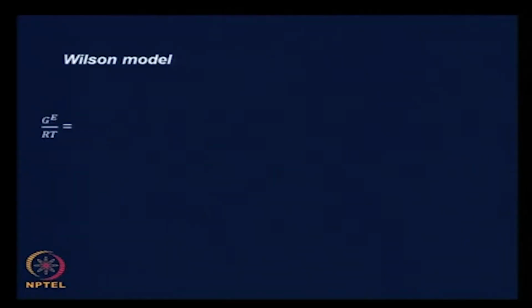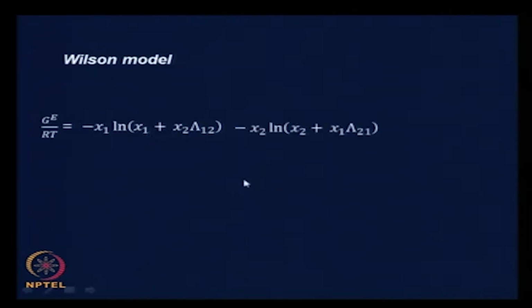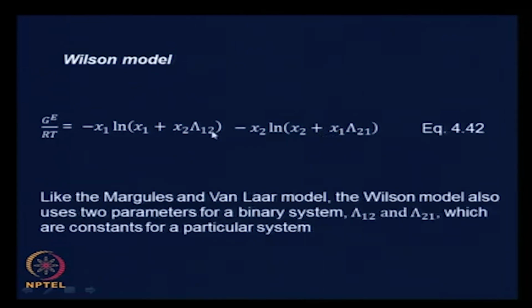Wilson model was GE by RT equals minus x1 ln of x1 plus x2 times lambda 12 minus x2 ln of x2 plus x1 times lambda 21, and lambda 12 and lambda 21 are the Wilson constants for a particular system, and similar procedures as for the other models would yield the activity coefficients. This was again left to you as an exercise. Hopefully you did them. If not, please do them and convince yourself that this is indeed the case.